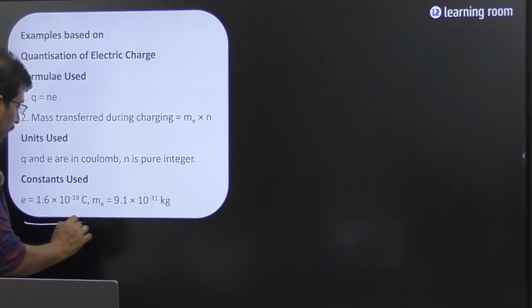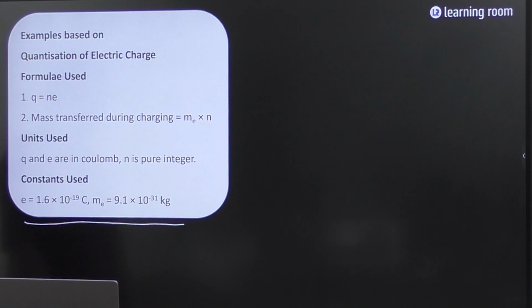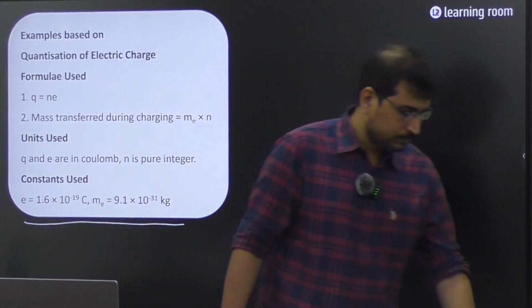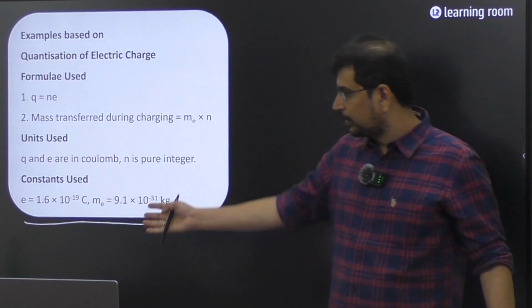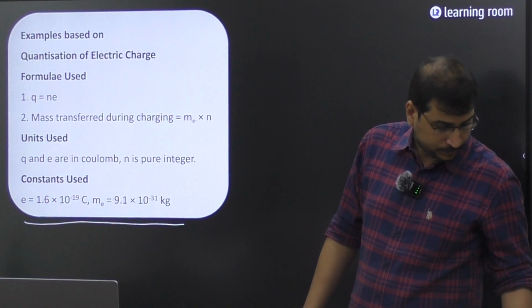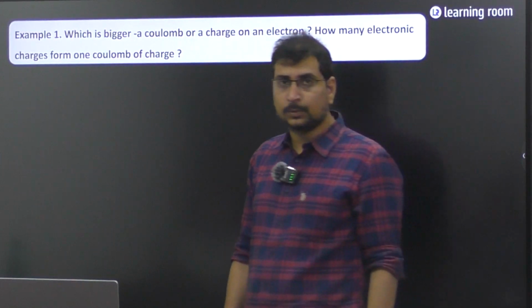And this is the charge of the electron, and the mass of the electron is going to be 9.1 into 10 power minus 31 kilogram. This will be given in your question paper, but I would suggest you to remember it, it's very simple, right? So remember it. So first question.